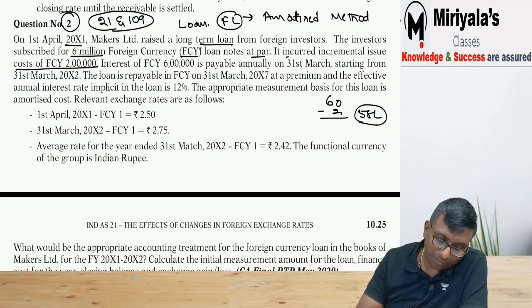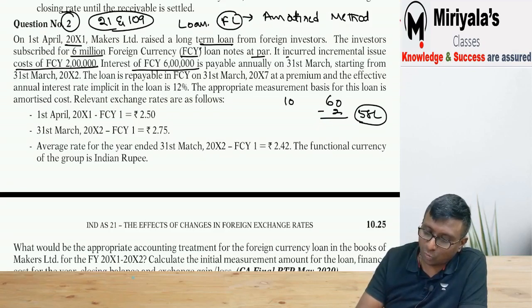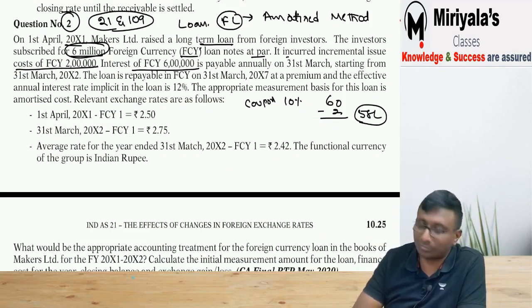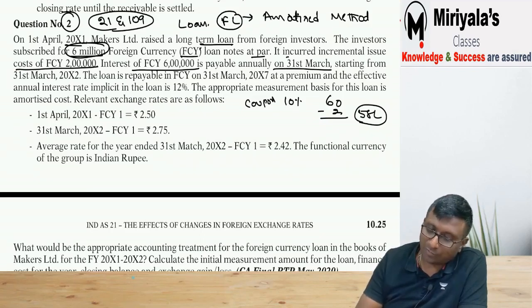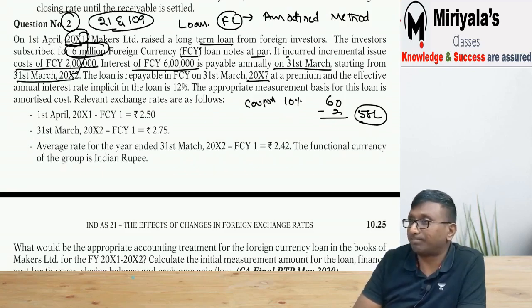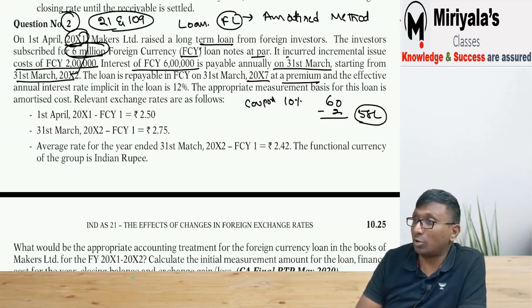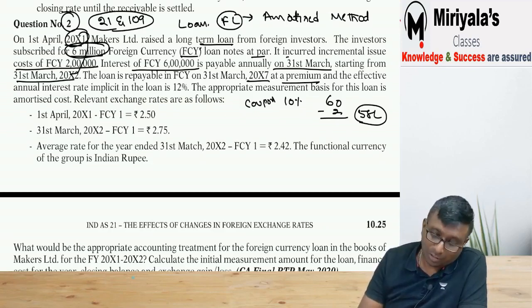They will only give it, don't worry. Interest for the year is equal to 6 lakh. That means 10% is the coupon rate. On the 6 million, 6 lakh means 10%. 60 lakh into 10% is 6 lakh. It is payable annually on 31st March, starting from 31st March 2022, which means one year from here. The loan is repayable after 6 years. Not a problem. At a premium, so an extra amount also you are going to pay. How much, I don't know. The effective rate of interest, that is IRR. This is nothing but IRR.